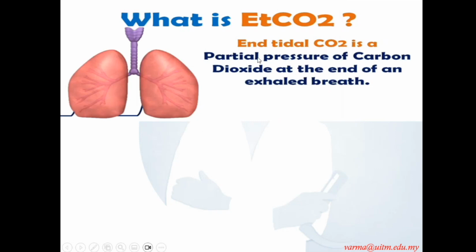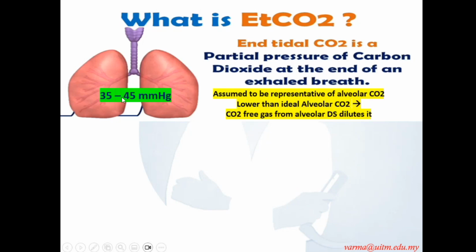EtCO2 is the partial pressure of carbon dioxide at the end of the exhaled breath. Normal value is 35 to 45 mmHg, and it is assumed to be representative of alveolar CO2. Remember, assumed to be representative of alveolar CO2, but in reality it is lower than ideal alveolar CO2 because CO2-free gas from alveolar dead space dilutes it. I will come into this with pictures later.